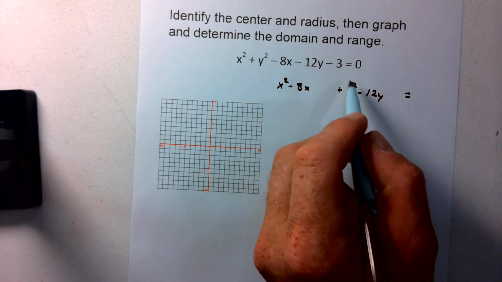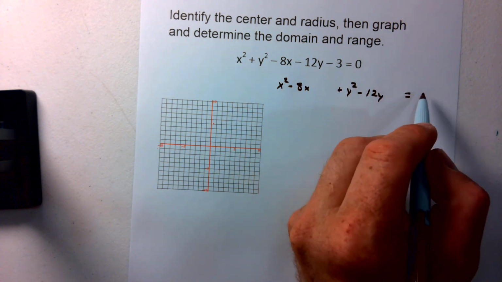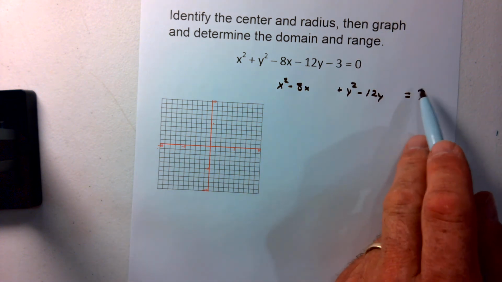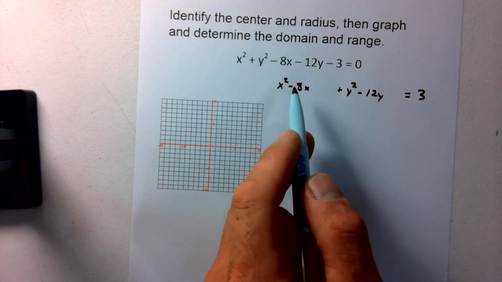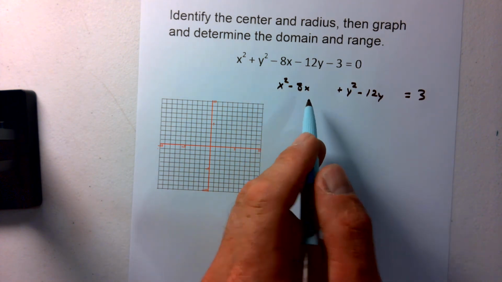And we're going to set that equal. We're going to take this constant value and move it over there by itself. That's going to start our radius. Not quite the radius, but it's going to start it. We're going to go ahead and complete the square with just the x values.